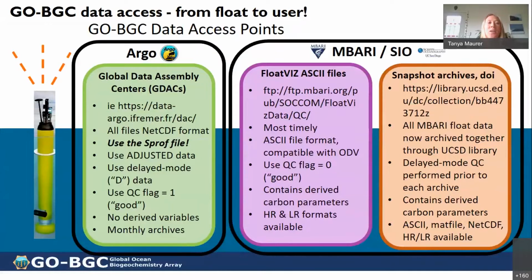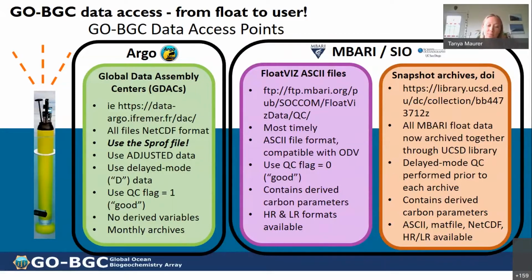So I wanted to start off by showing you the different data access points available to users. And really, these can be grouped into two main categories. The first being the products that we assemble and serve through the pre-existing international Argo data system. And then the additional file formats and derived products that we provide to users solely through the MBARI processing pathway with support from SIO. Both of these options provide archiving with DOI as a service to users, but there are some differences within the different products available within the two data systems.